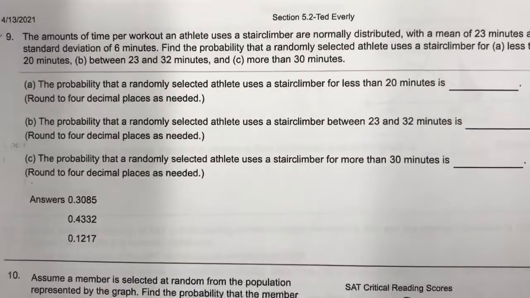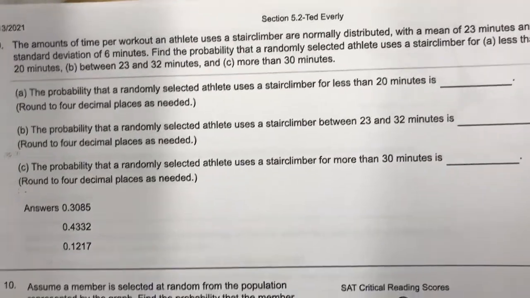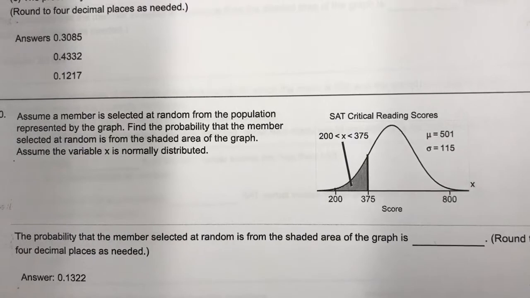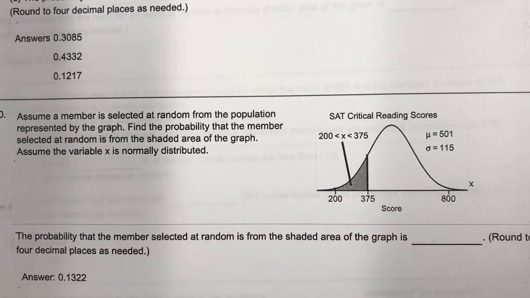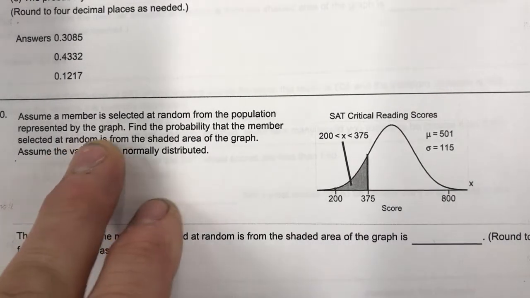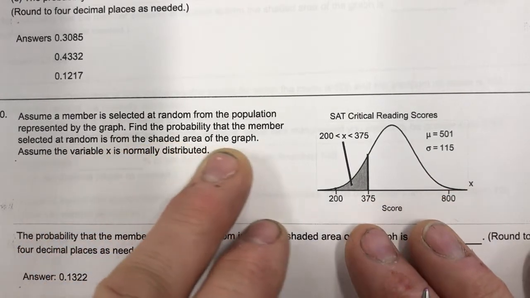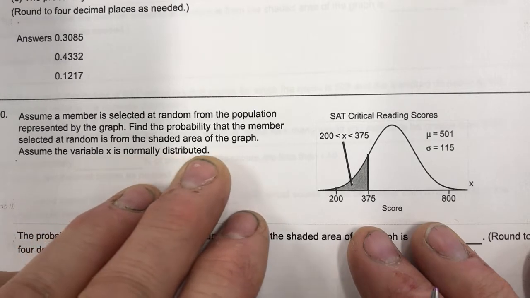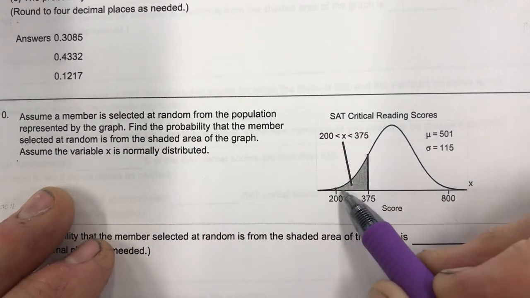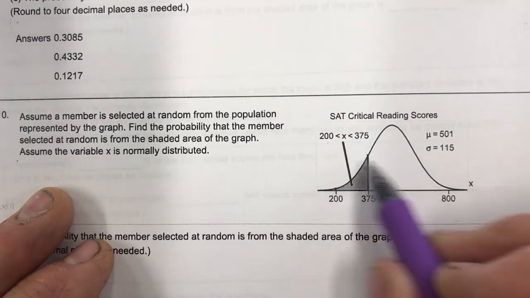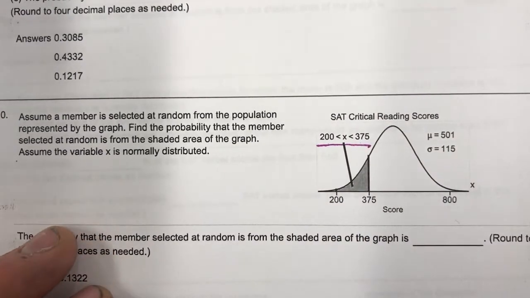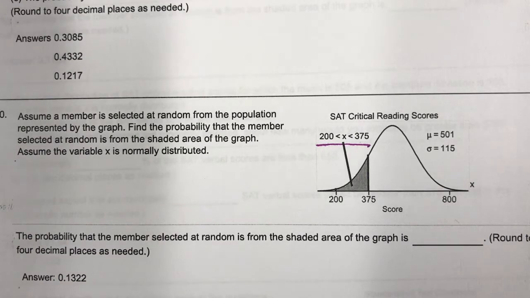Okay. So we have another one like that, and then here's the same thing. Let me go through one of these. Assume a member is selected at random from the population represented by the graph. So you have this graph right here. Find the probability that the member selected at random is from the shaded area of the graph. So this shaded area looks like it's between 200 and 375. All right, so we're just going to do the same thing we've done the last few times. We're going to find the z-score of both of those and subtract them.